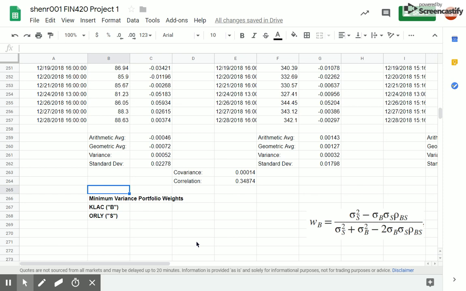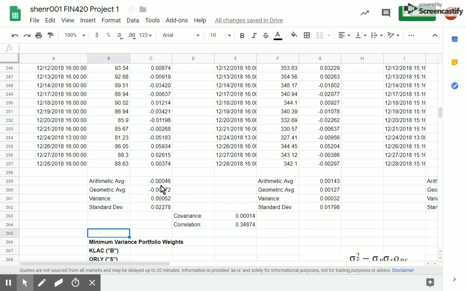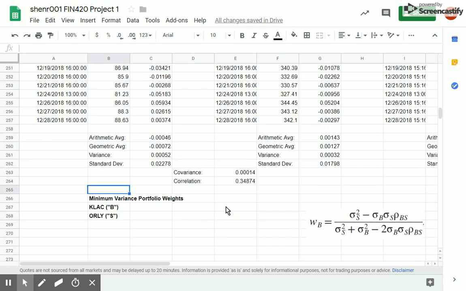At this point, you should have all of your statistics calculated based on the returns above, the average returns, geometric averages, the variances and standard deviations, as well as a covariance and a correlation between the two sets of returns. Here we're trying to calculate the set of weights, the proportions in which you would invest money in these two assets to minimize the risk of the overall portfolio, the minimum variance portfolio weights.